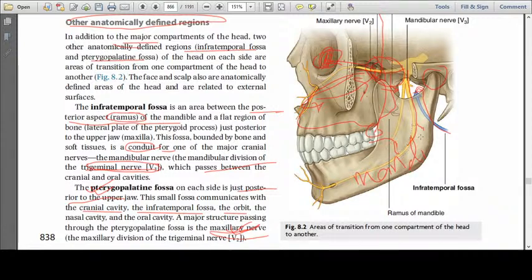Maxilla and mandible: the lowermost one is the mandible. People often get confused at first. So this is the mandible, and the upper one is called the maxilla. The upper jaw is called the maxilla.